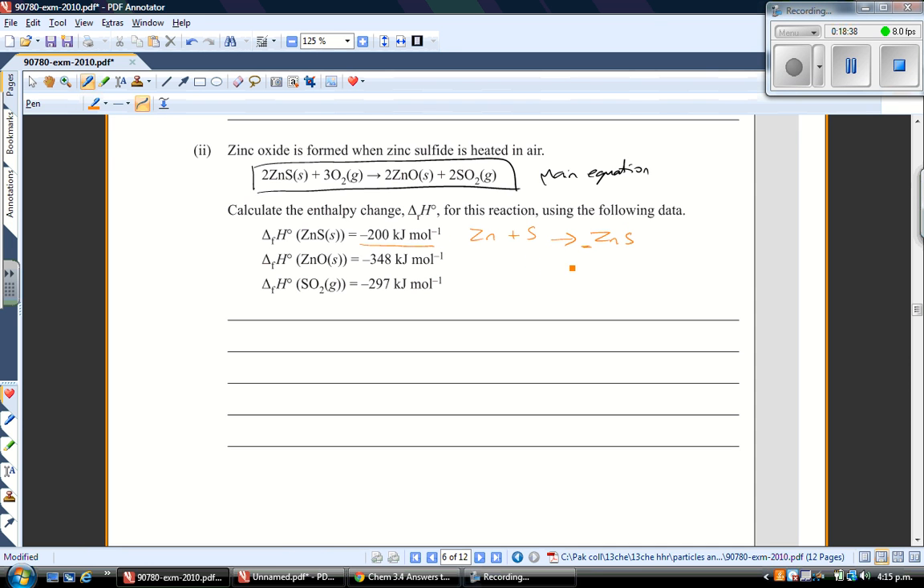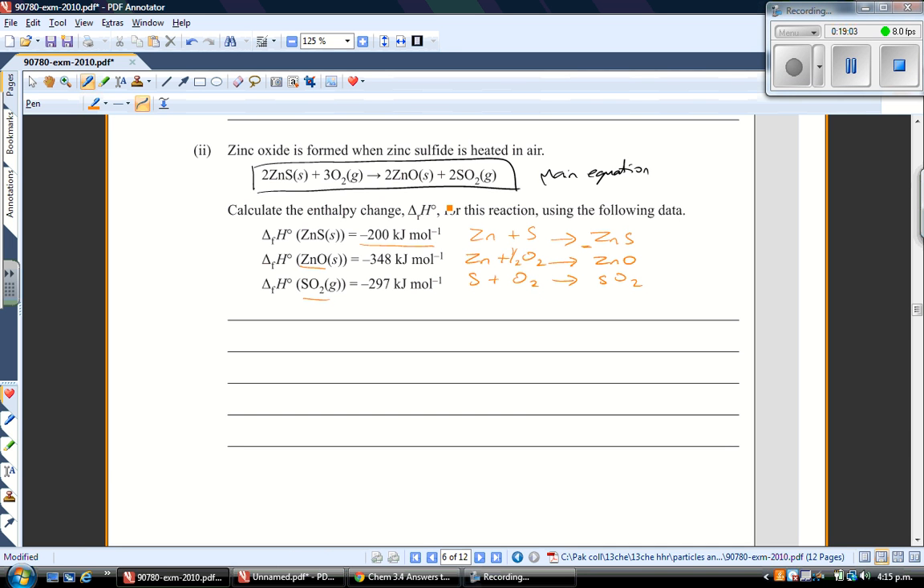The next product we're forming is zinc oxide. So we write zinc oxide here. Now, zinc exists as zinc atoms at room temperature and pressure, but oxygen is a diatomic molecule, so we need to use a half a mole there. And then the last product we're looking to form is sulfur dioxide, and that's sulfur plus oxygen. So there are your three constituent equations.